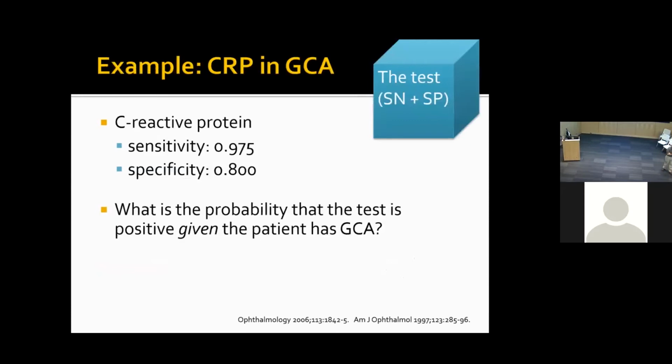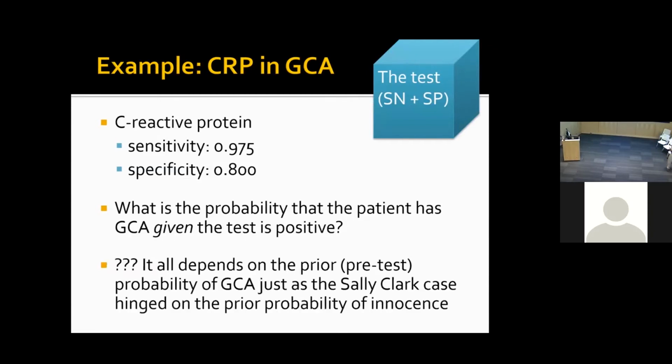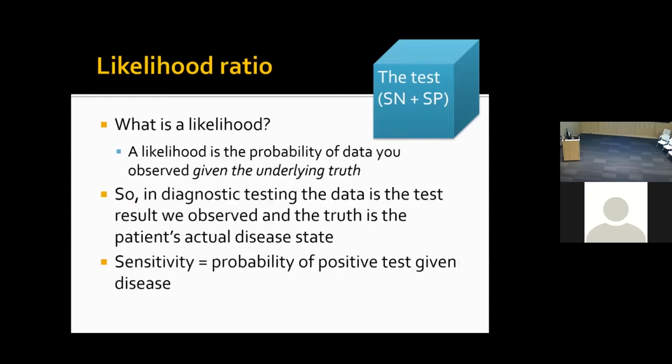What's the probability that the test is positive given the patient has GCA? We know the answer. It's on the screen. It's sensitivity: positive in disease. But that's not the question, right? The question is, does the patient have GCA given their CRP has a certain value that's positive? So what's that probability? It all depends on the pretest probability of GCA, just as the Sally Clark case hinged on the prior probability of innocence and the test result, which is the new evidence we have.